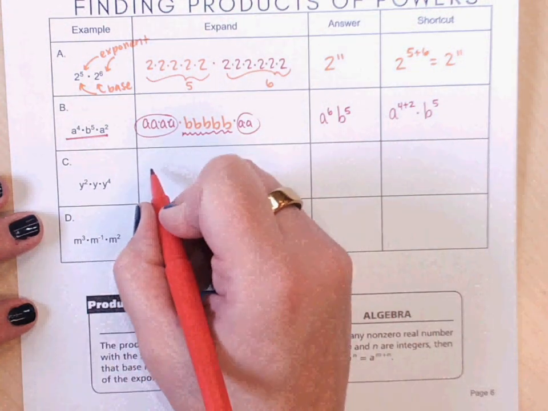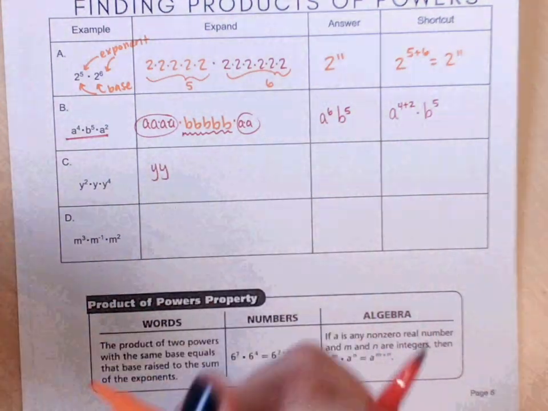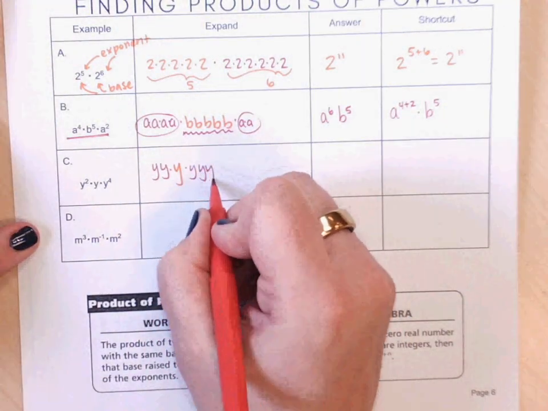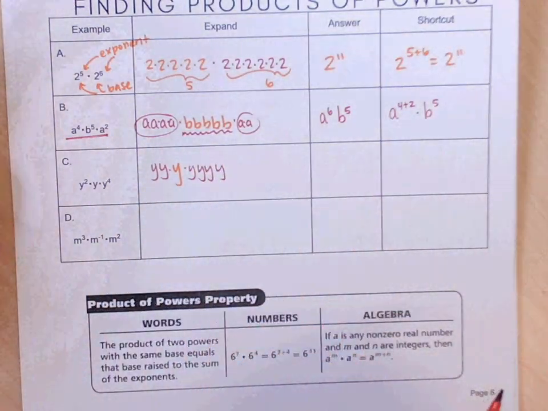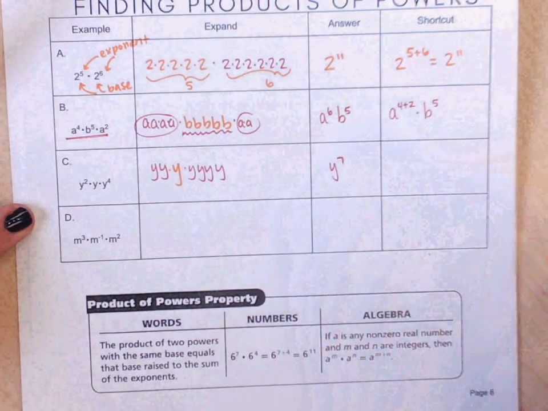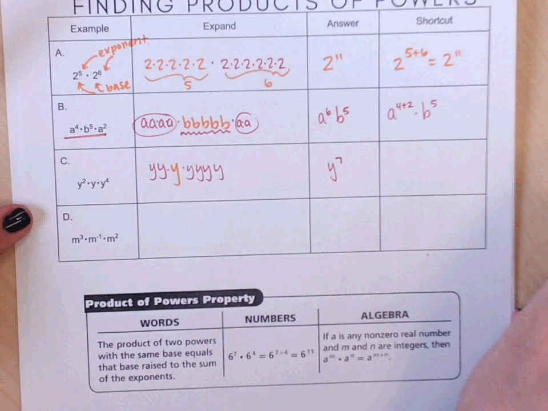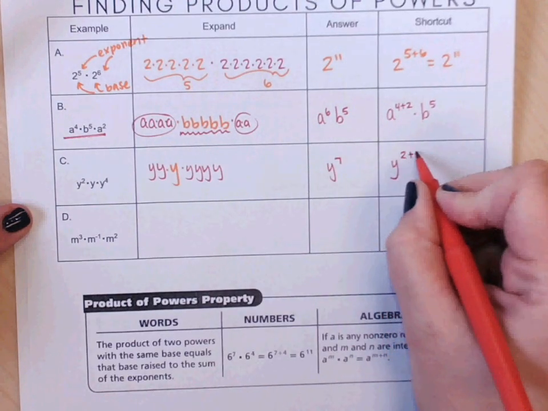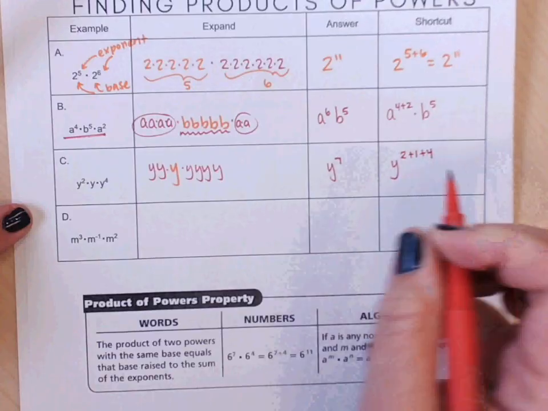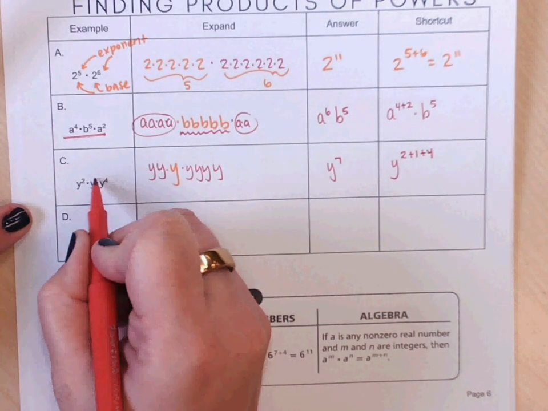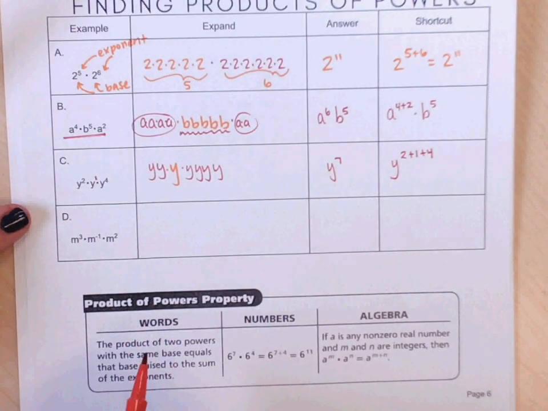We have y to the 2nd, y times y times y to the 4th. So how many y's do we have total getting multiplied together? We have a total of 7 y's. And the shortcut would have been y to the 2nd plus 1 plus 4. Because remember, if there is no exponent, we can assume that that's a 1, because y to the 1st and y are the same thing.